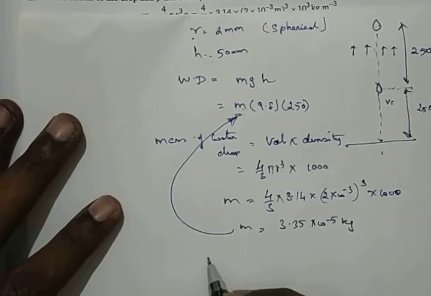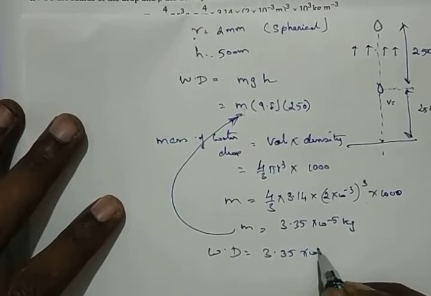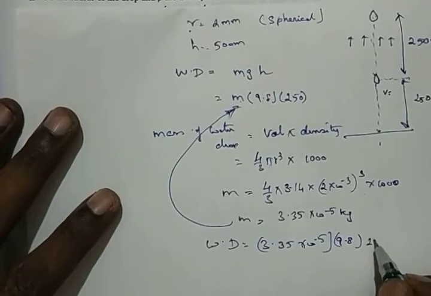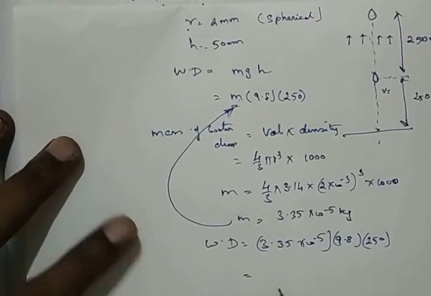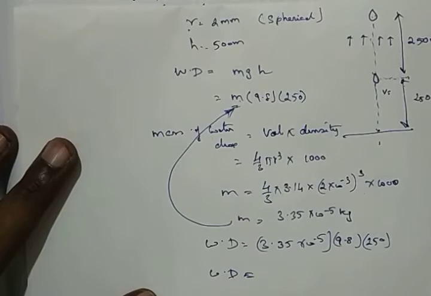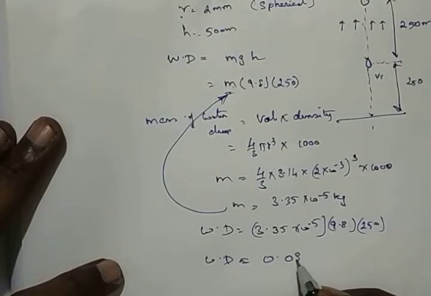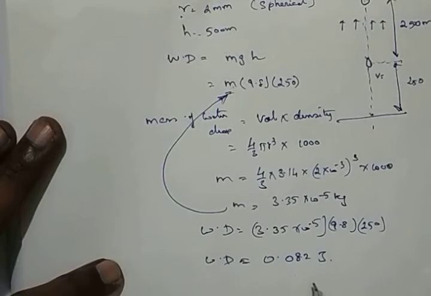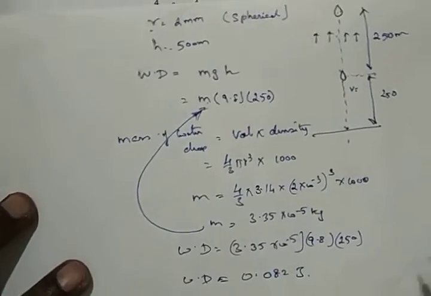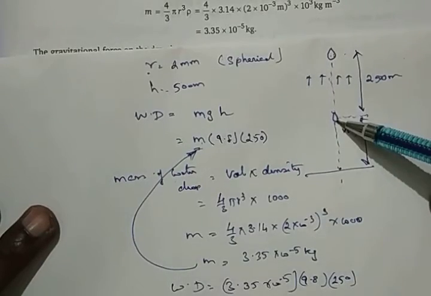So what is the work done now? 3.35 into 10 to the power of minus 5 into 9.8 into 250. Once you do all this calculation, you will get the work done. Right? The work done is going to be 0.082 joules. So that's the value of work done. You have to just calculate and do it. Now this is only one half, 250 meters only we have put. From here to here the work done is this much.